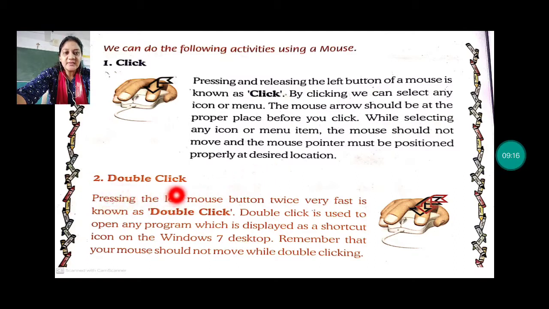Now the next activity which we can do with mouse, जो दूसरी activity हम mouse से कर सकते हैं, that is double click, okay? Pressing the left mouse button twice very fast, okay? You're using your left side button on the mouse very fast, and you have to click it twice, is known as double click, okay? Double click is used to open any program which is displayed as a shortcut icon, okay? Now this double click is used for a shortcut icon.